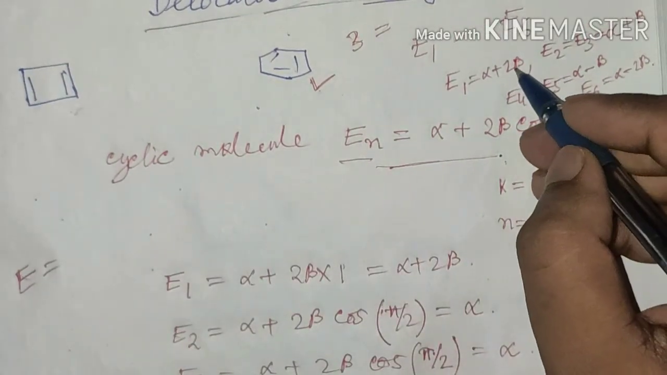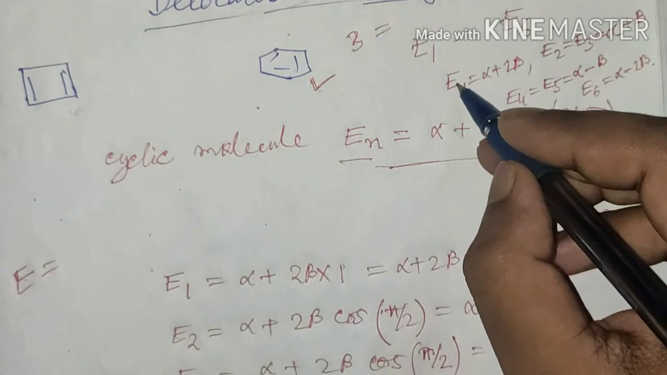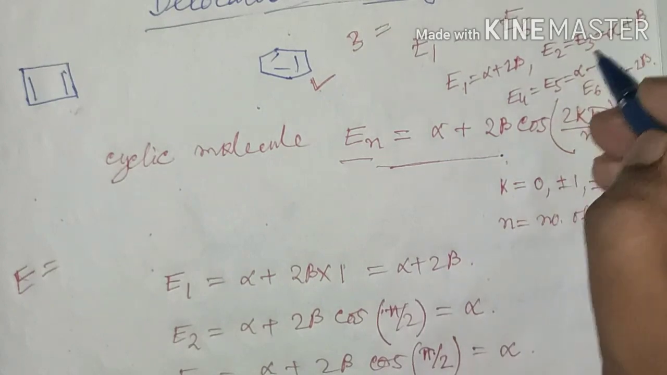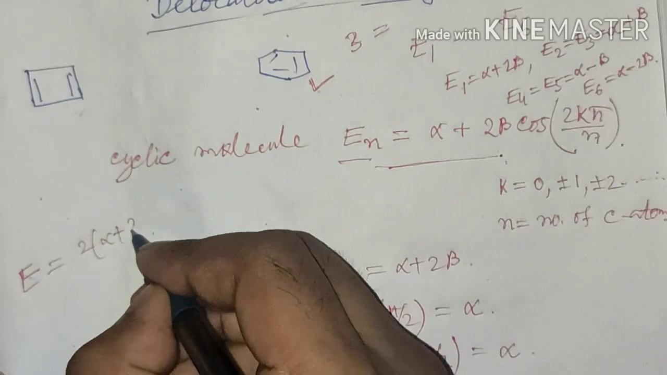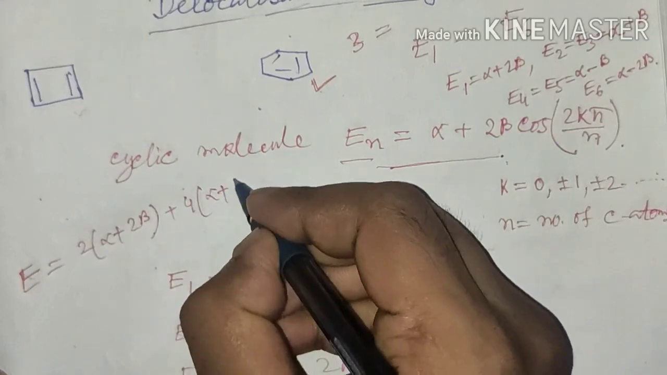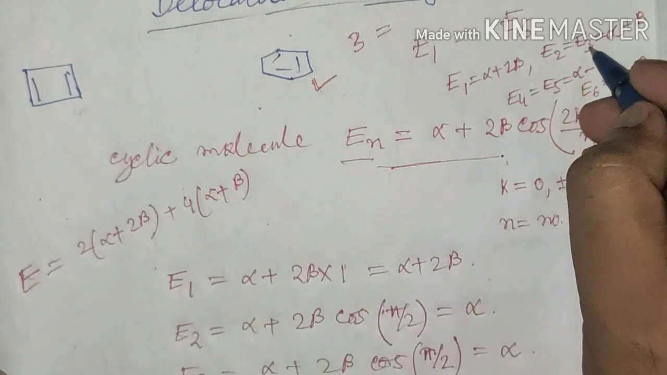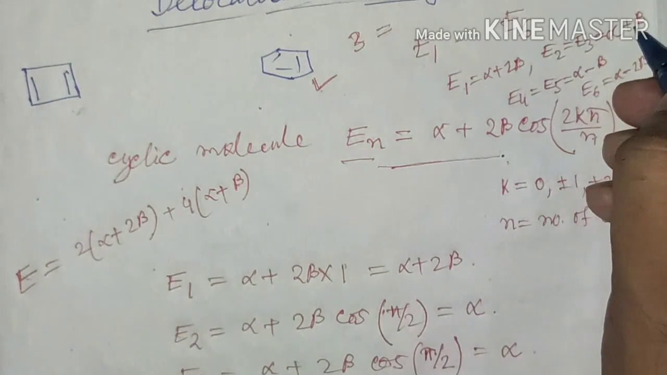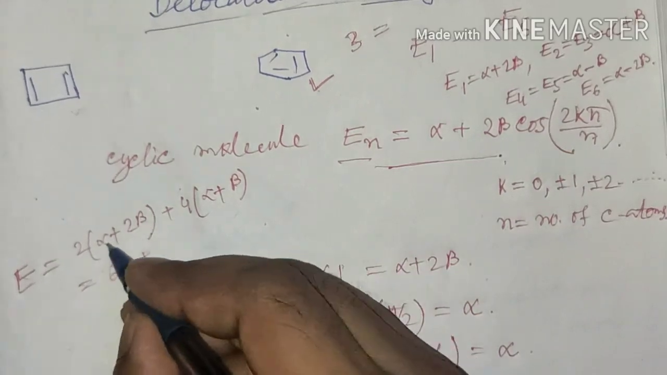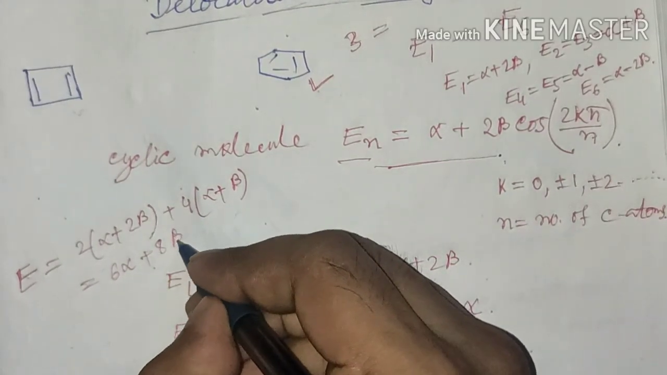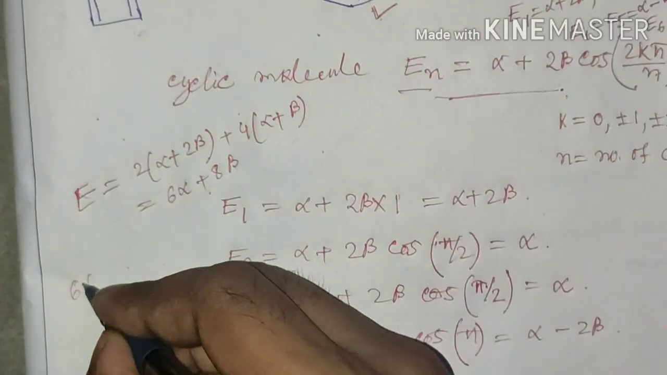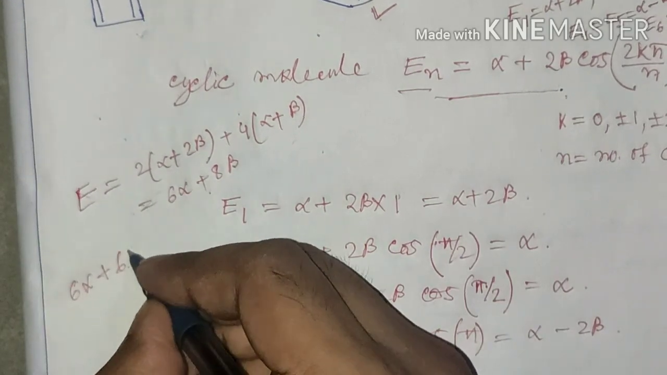There will be 6 electrons distributed in 3 molecular orbitals, that is 2 electrons in E1, 2 electrons in E2 and similarly 2 electrons in E3. So the total energy will be 2 into alpha plus 2 beta, and since these two are degenerate, there will be 4 into alpha plus beta, since in E2 there will be 2 electrons and in E3 there will be 2 electrons, that means 4 electrons. The total energy will be 6 alpha plus 8 beta, and for 3 ethylene molecules the energy is equal to 6 alpha plus 6 beta.